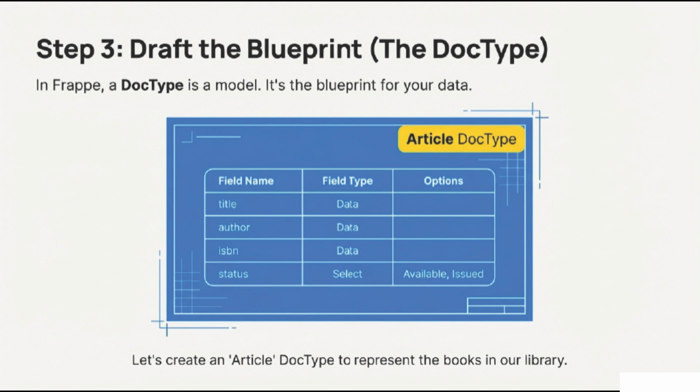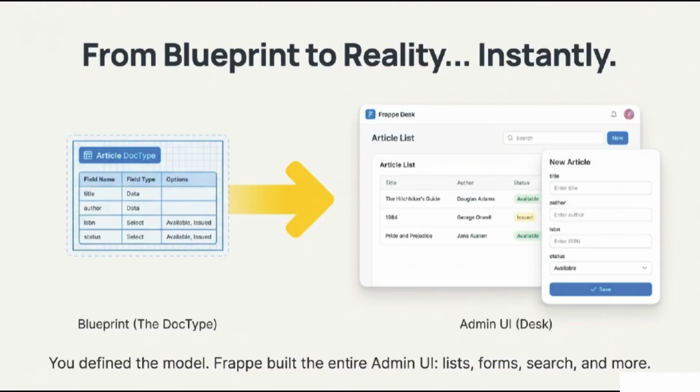Step 3 is where the magic happens, drafting the blueprint, or the DocType. In Frappe, a DocType is your model. It is the blueprint for your data. For our library management app, let's create an Article DocType. We simply define the fields: title and author as data fields, ISBN number, and a status field, which is a select option for available or issued. We define this once, and Frappe takes over.